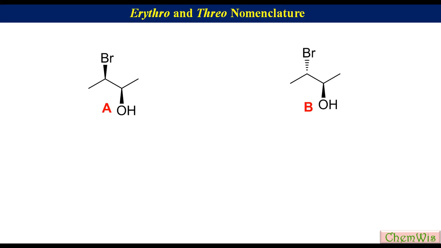Let's first put missing hydrogens in A and B. In structure A, two hydrogen atoms are on the same side, so it is threo. In structure B, both the hydrogen atoms are on the opposite side, so it is erythro. Let's take the example of hydrogenation of a prochiral alkene generating saturated molecules with two chiral centers. Here, we have to find whether the products will be erythro or threo.